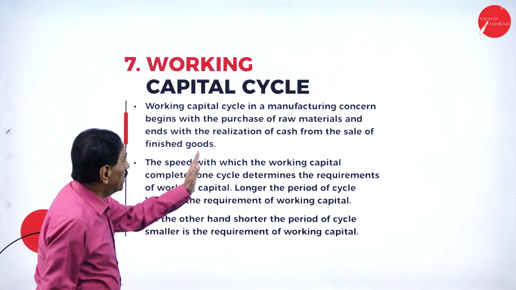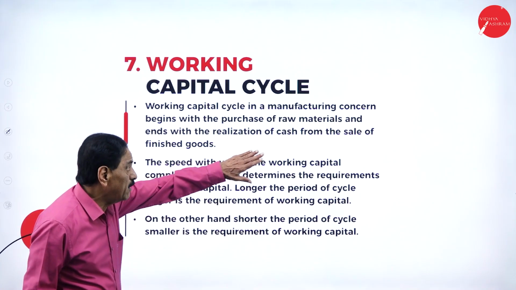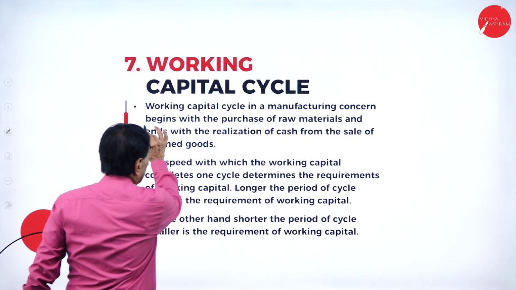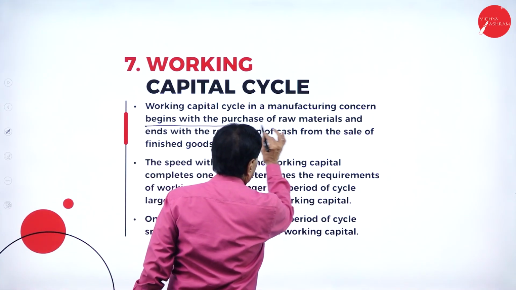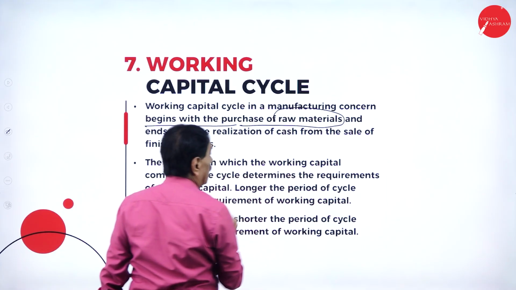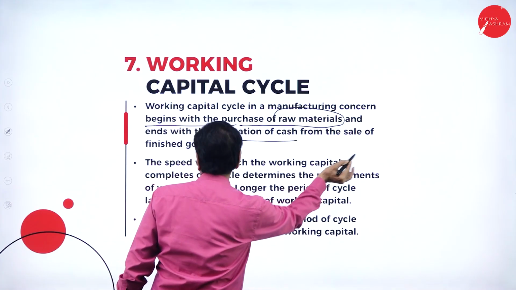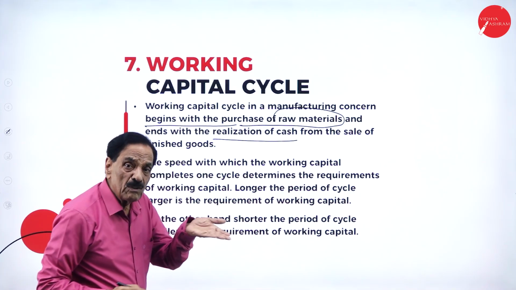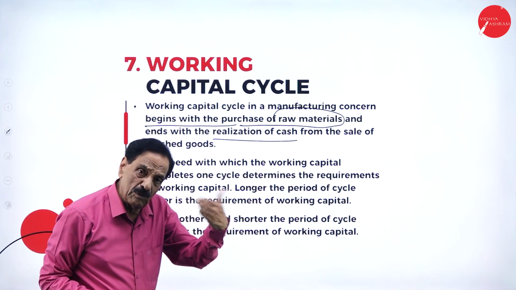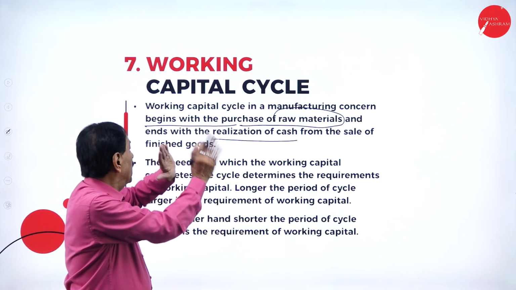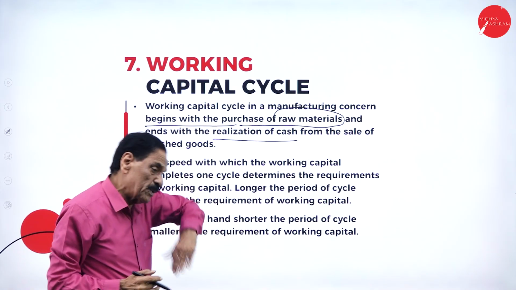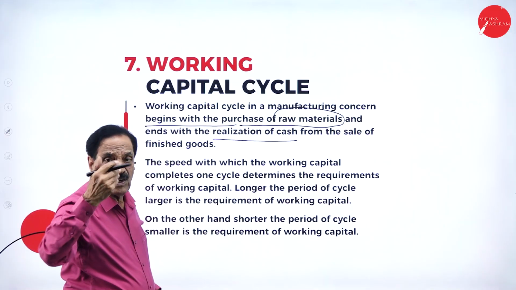Seventh one, working capital cycle in a manufacturing concern begins with the purchase of raw material. This is important. Purchase of raw material. And ends with the realization of cash from the sale of finished goods. So conversion of raw material into finished goods is one of the working capital cycle. We put the raw material, we get the finished goods.